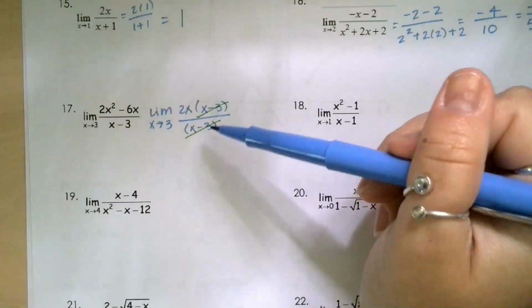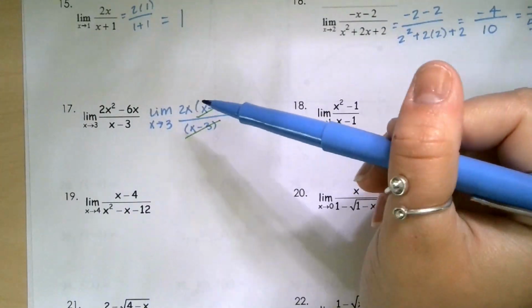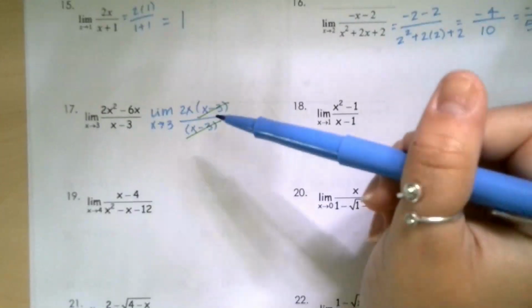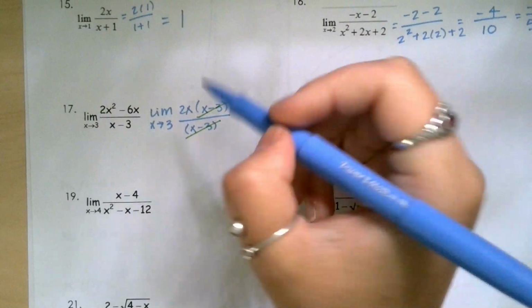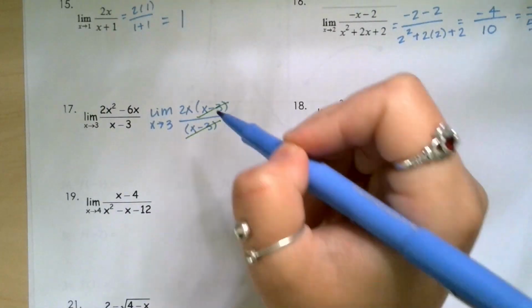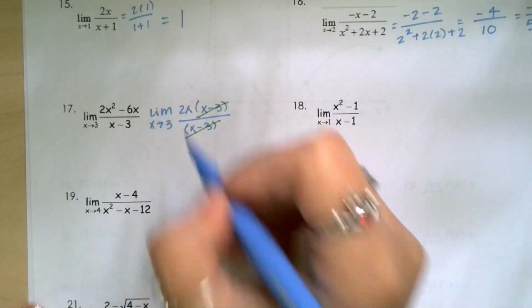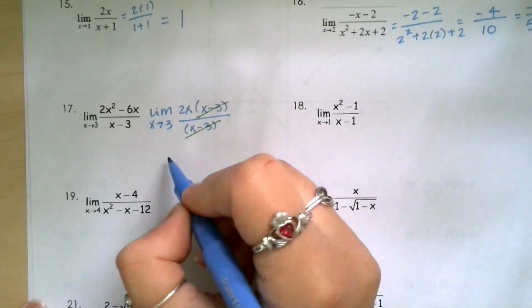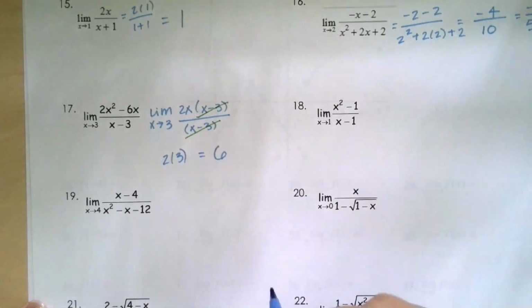Just like when we have wholes, right? And again, really important to only cross these things off when they're being multiplied. Okay, so since the top two terms are being multiplied together, that means that we are allowed to cross off these terms. If this was like a plus x minus 3, then you wouldn't be able to cross them off. Okay. So we're just left with the 2x, and so then we can go ahead and substitute it in. We have 2 times 3, so our limit equals 6.